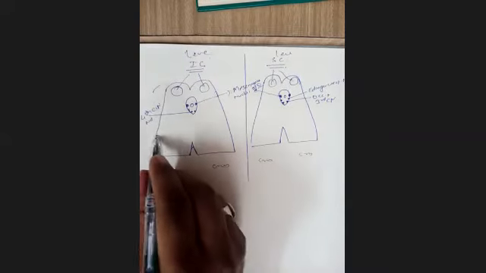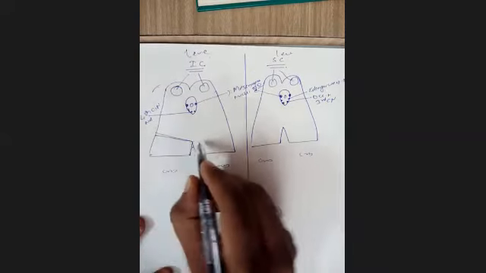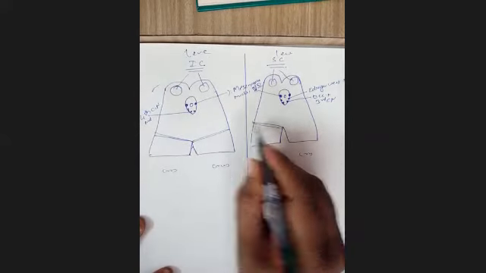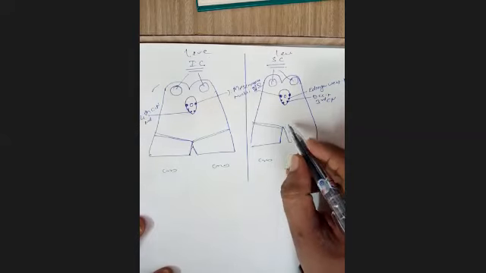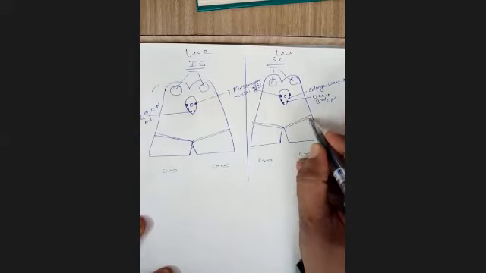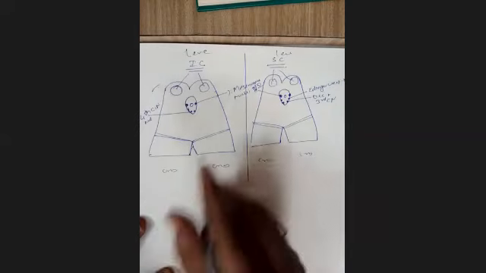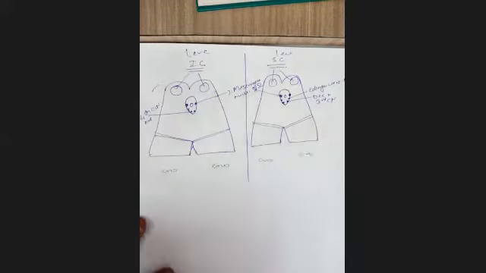Substantia nigra is present at both the levels. So at this level there is substantia nigra, and at this level also there is substantia nigra.